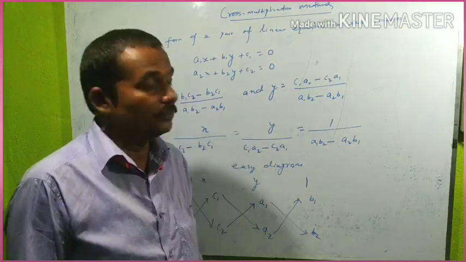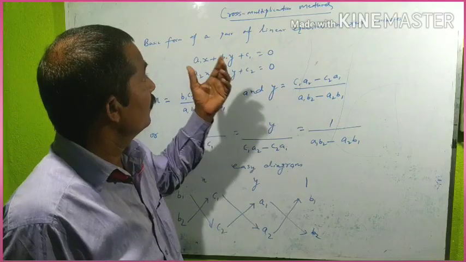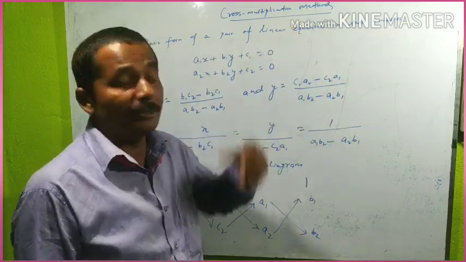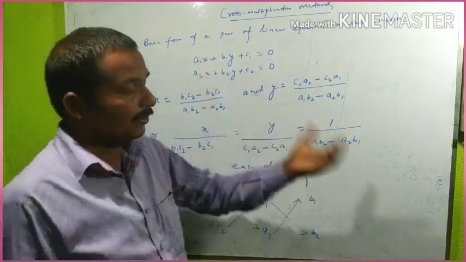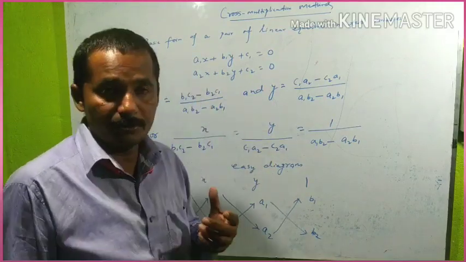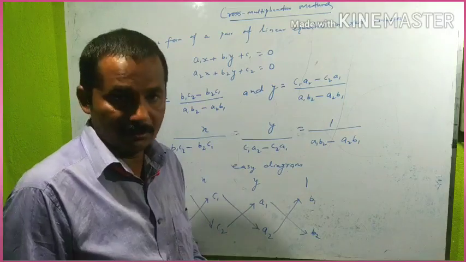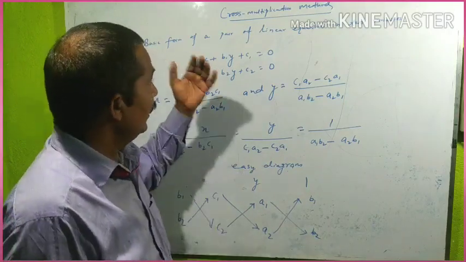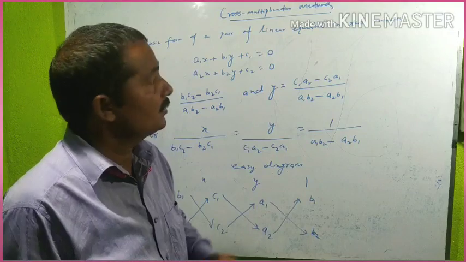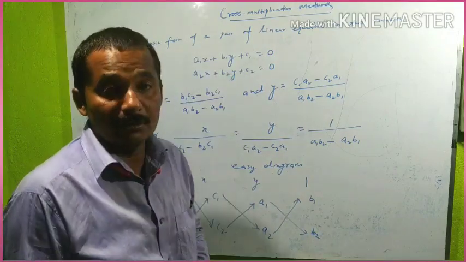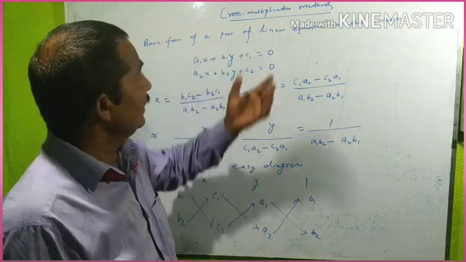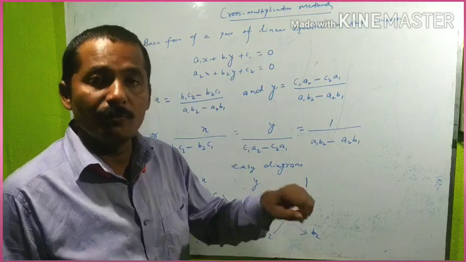Now today I am going to start the cross multiplication method. Before this method I have taught you all about the substitution method and elimination method. And now today I will try to help you understand the cross multiplication method applied to a pair of linear equations in two variables.